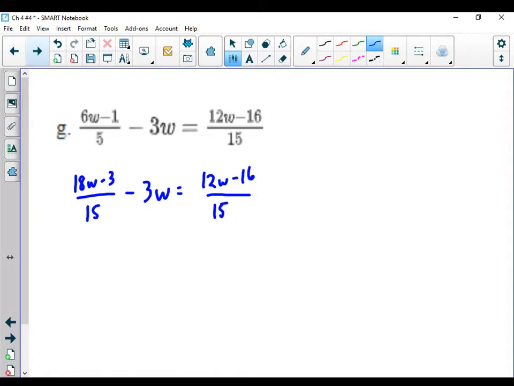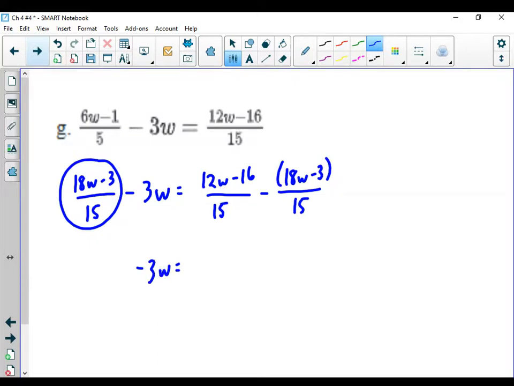All right. Well, now that I have common denominators, I'm going to take this fraction to the other side. So I'm going to do that by subtracting. So I'm going to subtract 18w minus 3 over 15. So let's see what we have now. We've got negative 3w on the left side. Over here on the right side, I've got 12w minus 18w, so negative 6w. I've got negative 16 minus a negative 3, so that's like adding, so we got negative 13, and that's over 15.